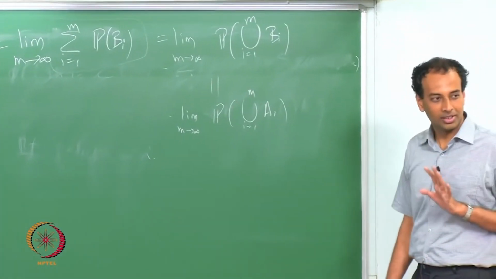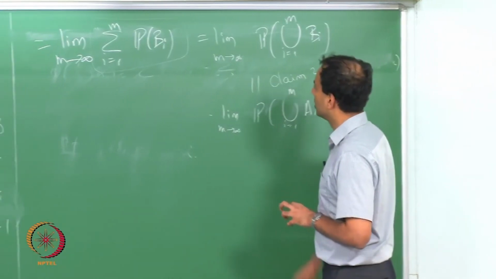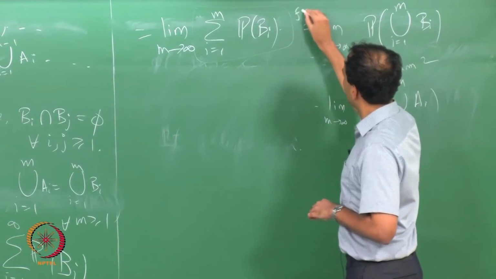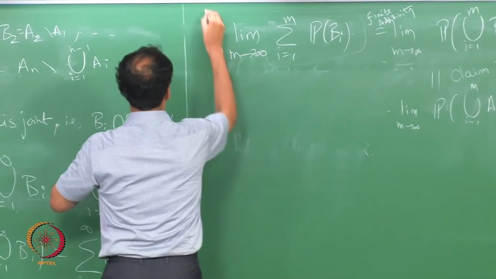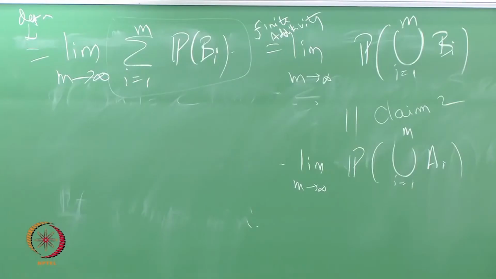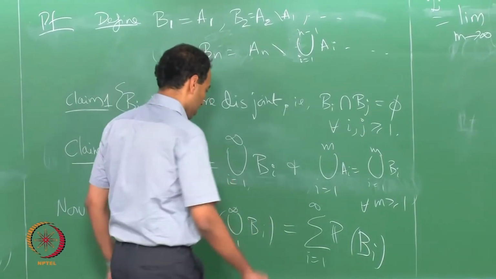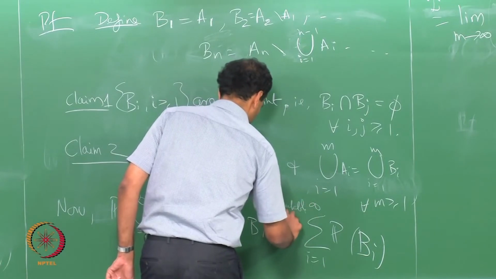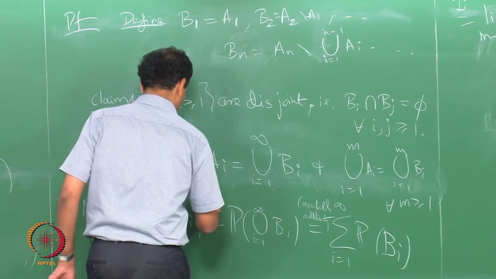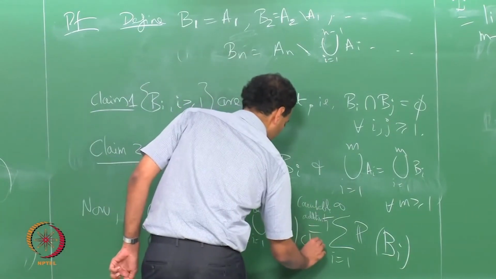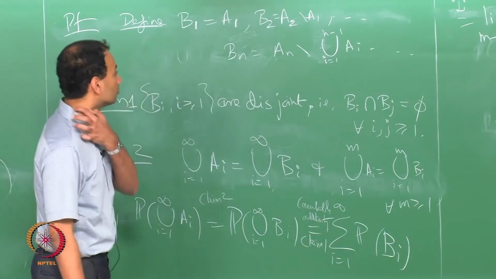So this is a fairly non trivial proof, so you have to be very careful. This equality is by claim 2, this equality is by finite additivity, this is by definition of the infinite sum, and this equality is by the axiom of countable additivity. That is by countable additivity and that is by claim 1, claim 2. Clear?